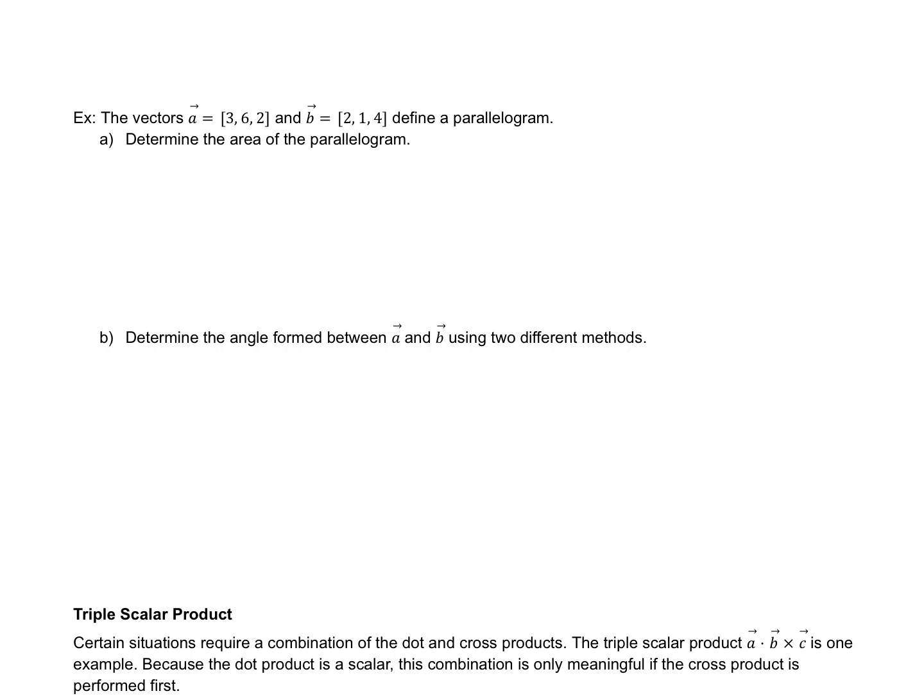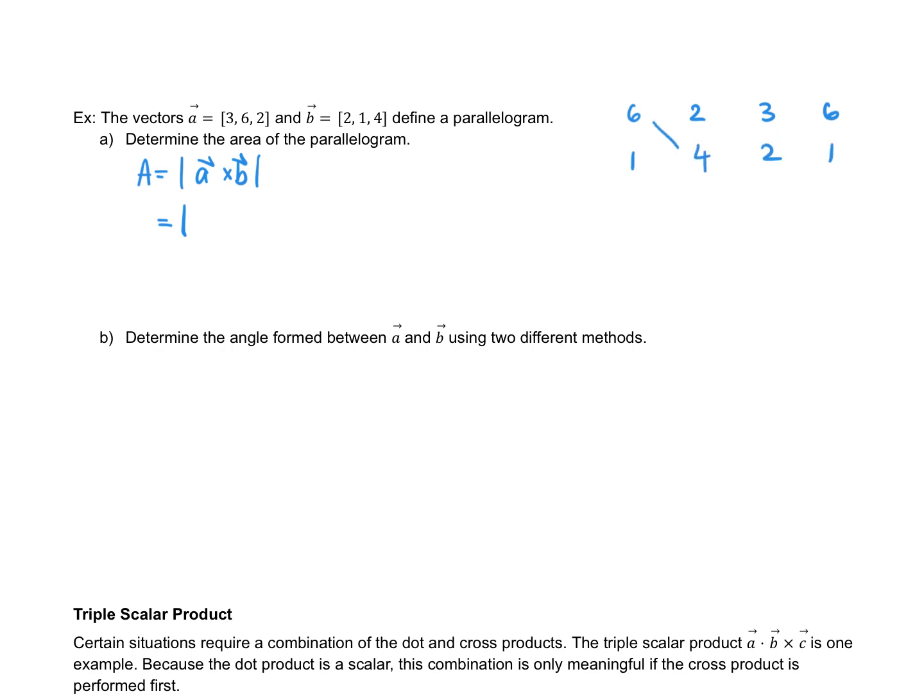The vectors A equals 3, 6, 2 and B equals 2, 1, 4 define a parallelogram. Determine the area of the parallelogram. Well, the area is going to be the magnitude of A cross B. So I'm going to find that cross product. I'm going to start with vector A, from the middle component: 6, 2, 3, 6. Then I'm going to write vector B starting from the middle component.